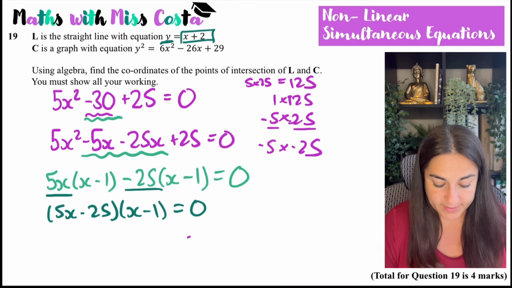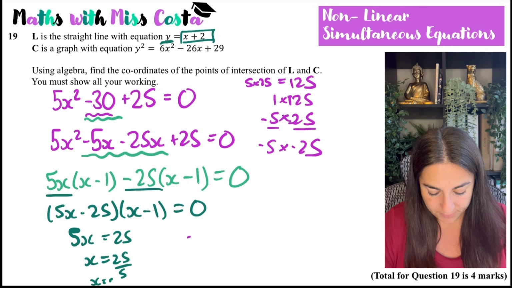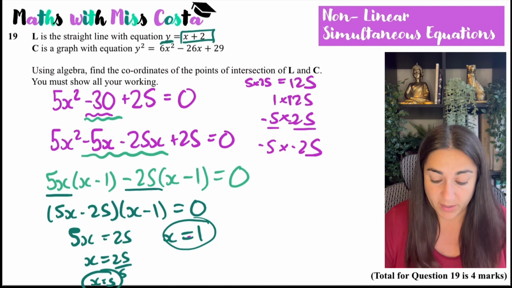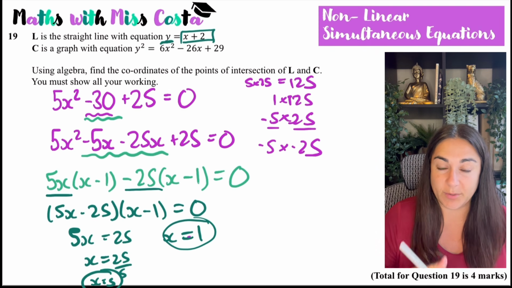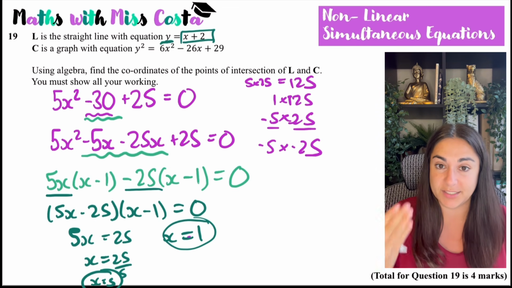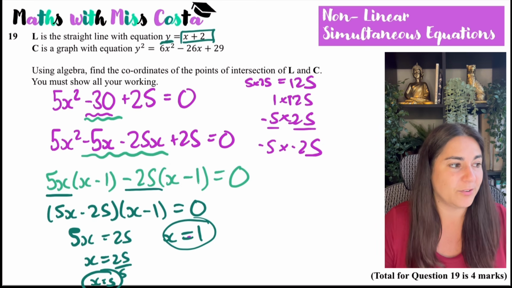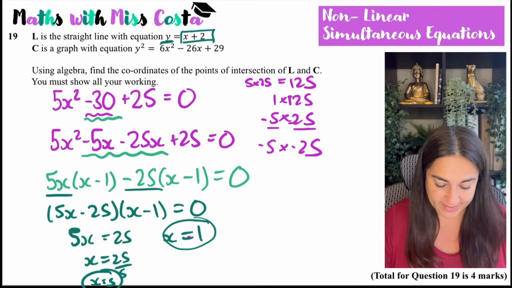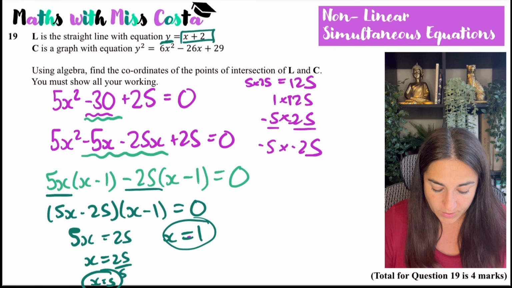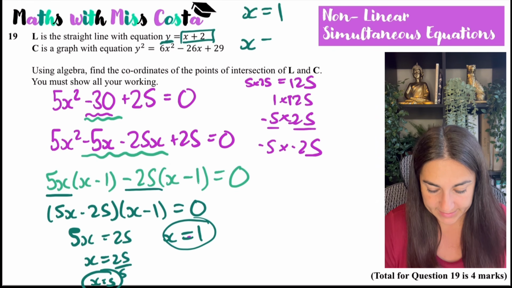We solve it, so we'd say 5x is 25, therefore x is 25 over 5, so x is 5, and x is also 1. So you know that x is 5 and x is 1. Whenever you've got nonlinear simultaneous equations, you're always going to have two coordinates, so 4 answers: 2 x answers, 2 y answers, apart from the odd occasional case, but generally in the exams you're going to have 4 answers. So we know that x is 1 and x is 5.